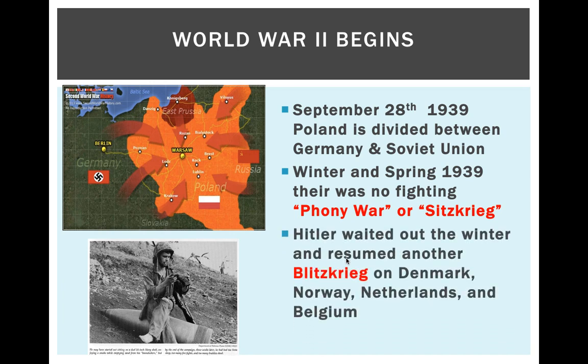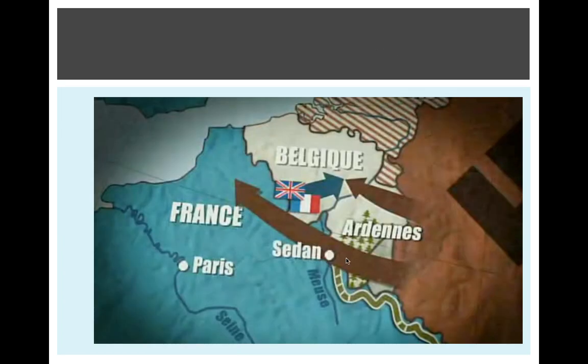And then right after the winter, in early spring, Hitler is going to begin to blitz other parts of Europe, including Denmark, Norway, the Netherlands, and Belgium. Sorry, you could hear me slamming my keypad there.